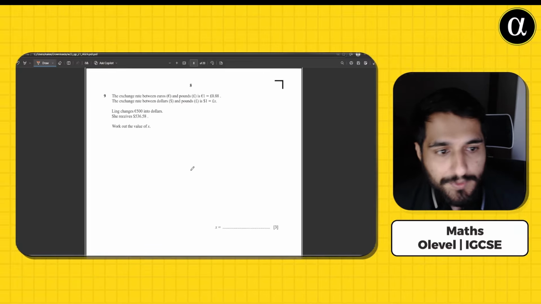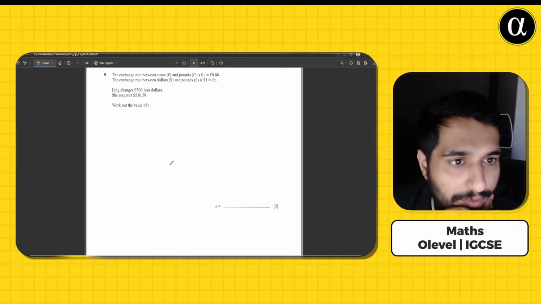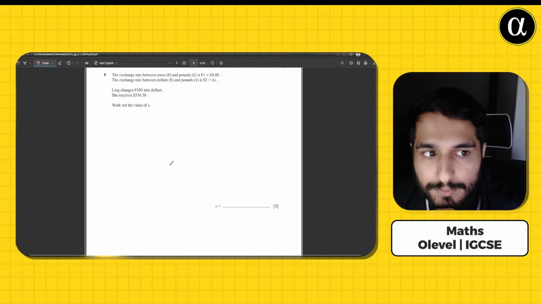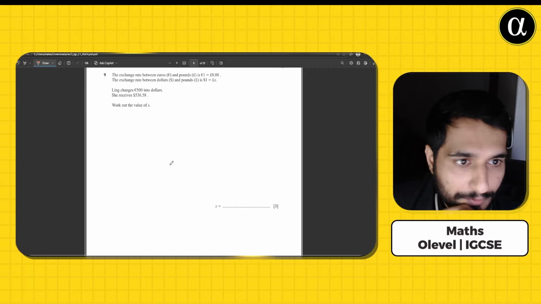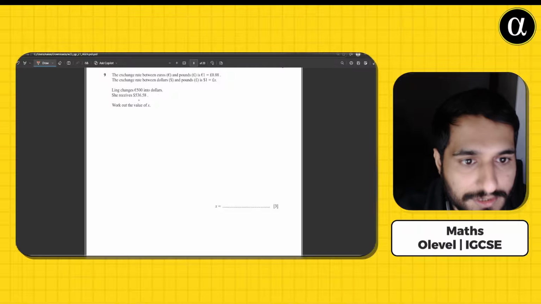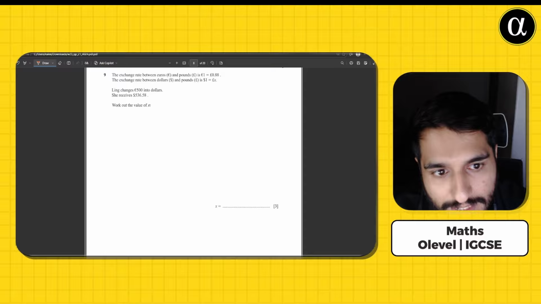Question number 9. Question number 9 says the exchange rate between euros and pounds is 1 euro is equal to 0.88 pounds. The exchange rate between dollars and pounds is $1 is equal to X amount of pounds. Now, Link changes 500 euros into dollars and then she receives $536.58. We are supposed to calculate the value of X.